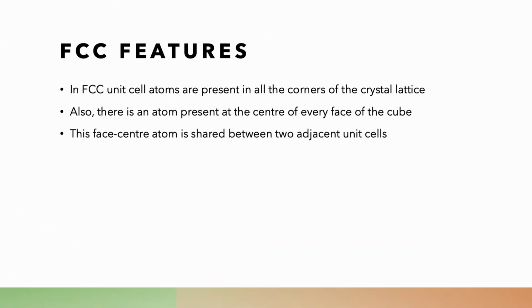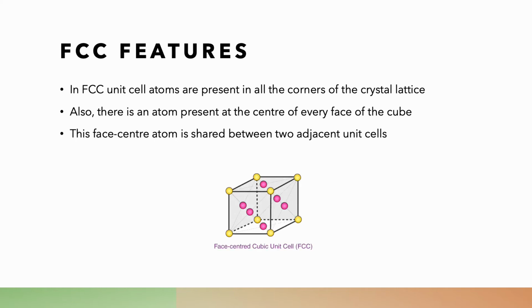Some FCC features are: in the FCC unit cell, atoms are present at all the corners of the crystal lattice. Also, there is an atom present at the center of every face of the cube. This face center atom is shared between 2 adjacent unit cells. Only 1/2 of each atom belongs to a unit cell.